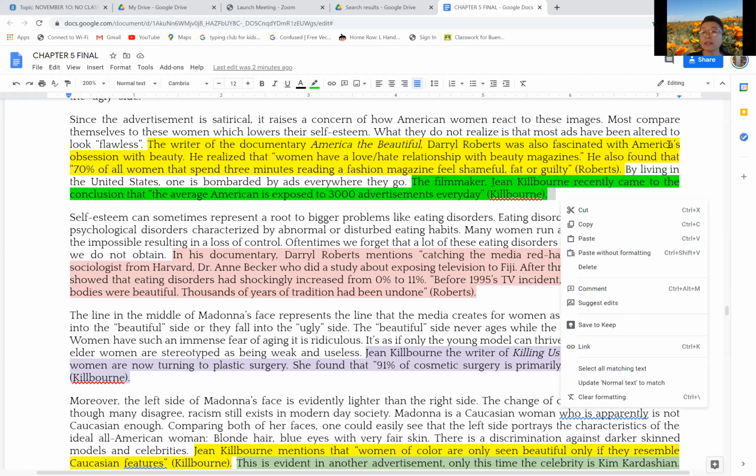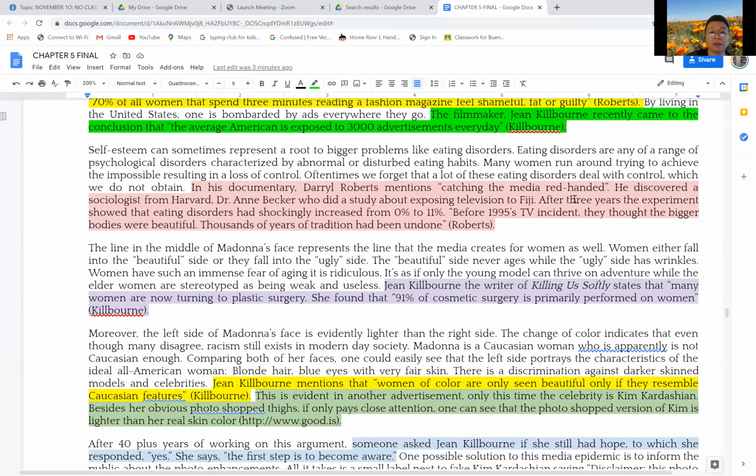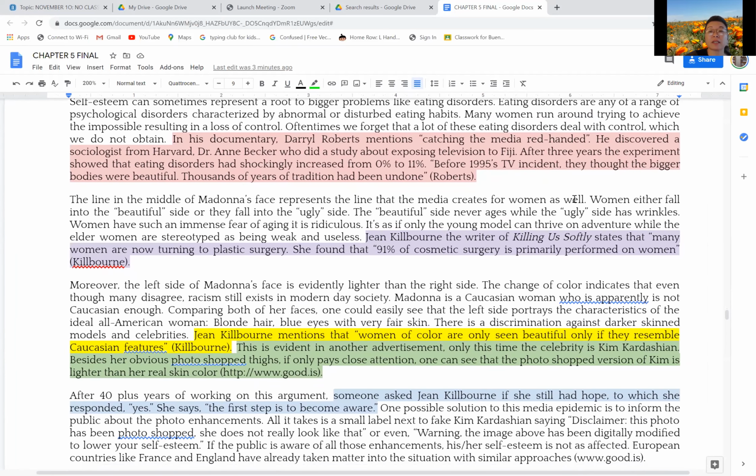All right, and then right underneath, she uses another quote in green. The filmmaker, Gene Kilborn, recently came to the conclusion that, "the average American is exposed to 3,000 advertisements every day" (Kilborn). So we know this is Kilborn's words, not somebody quoting her, but these are her actual words. Okay, let's go down here and look at the other citations she places.